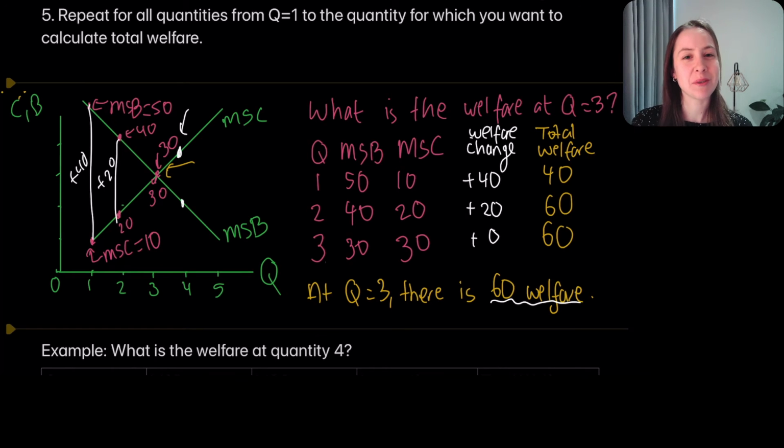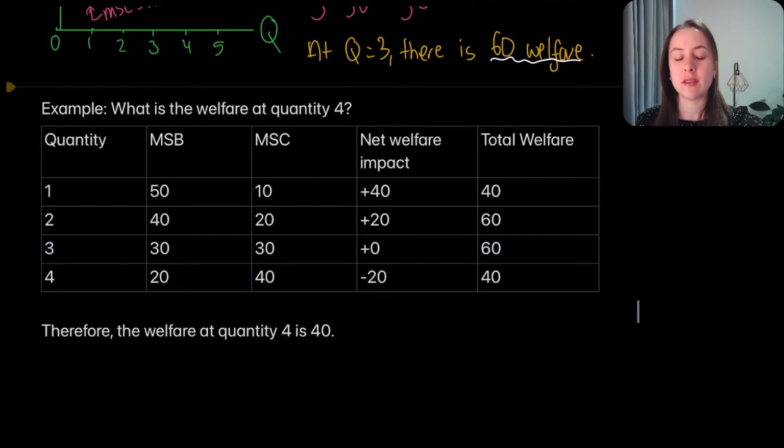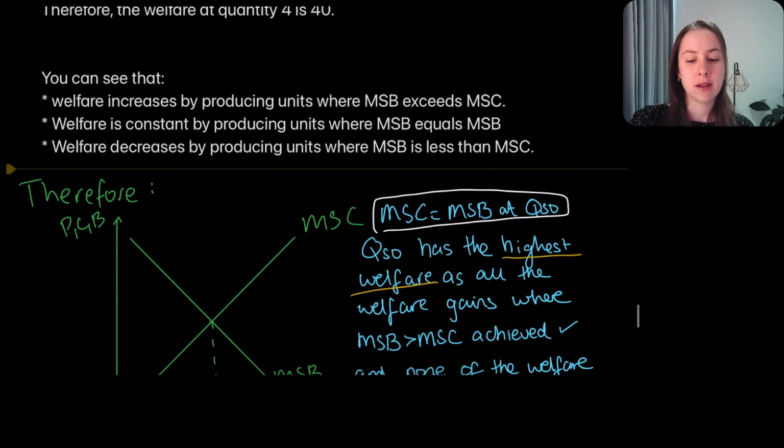So that fourth unit would have actually been a bad idea because it would have started to decrease welfare. Here it decreases it by 20 because it has a cost of 40 and a benefit of 20. Which means your total welfare is actually now 40 at quantity 4. Even though you have more quantity, you've got less welfare because it's had more costs than benefits.